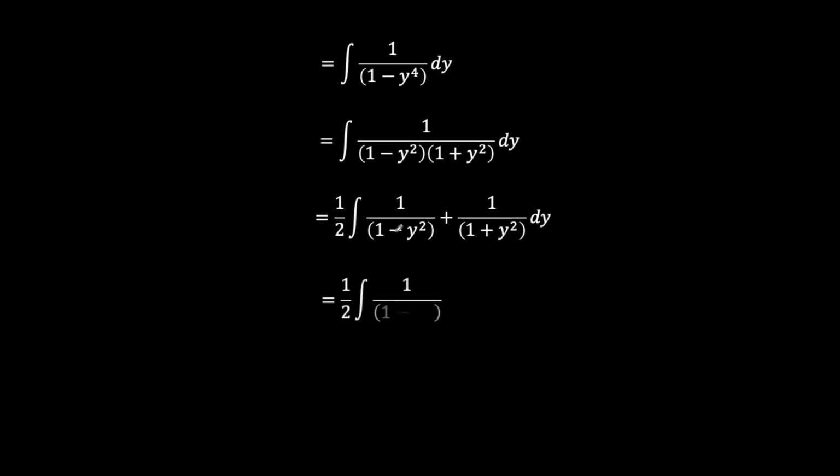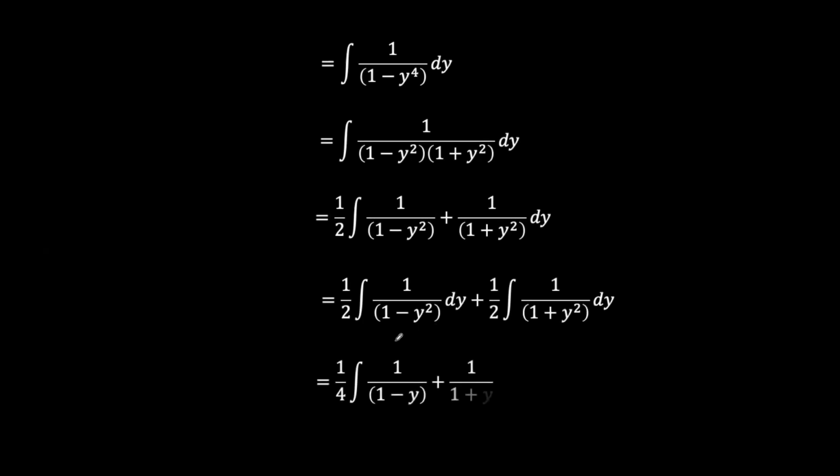And so we can split this first integral further. The 1 over 1 minus y squared is the same as half of 1 over 1 minus y plus 1 over 1 plus y, and then that half times the half that was already there becomes a quarter, the integral of 1 over 1 minus y plus 1 over 1 plus y. And then this next integral remains half the integral of 1 over 1 plus y squared.